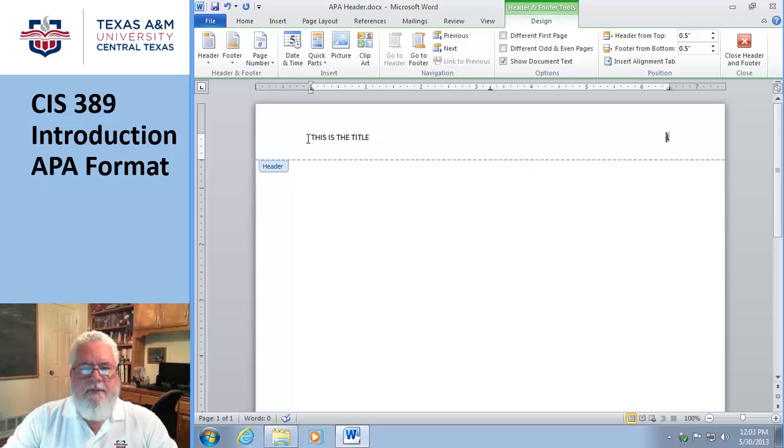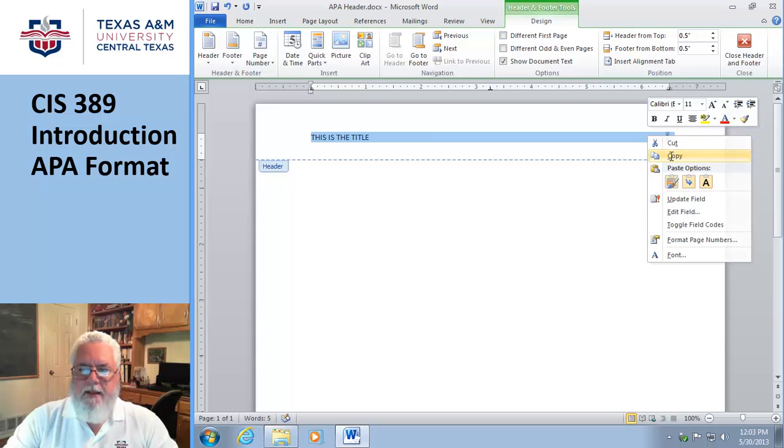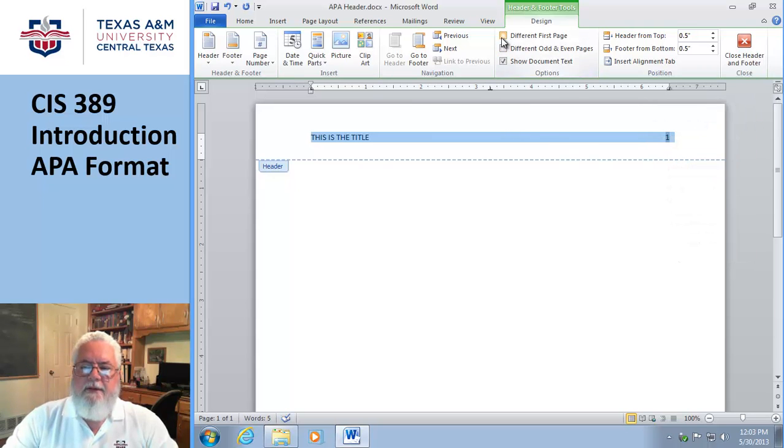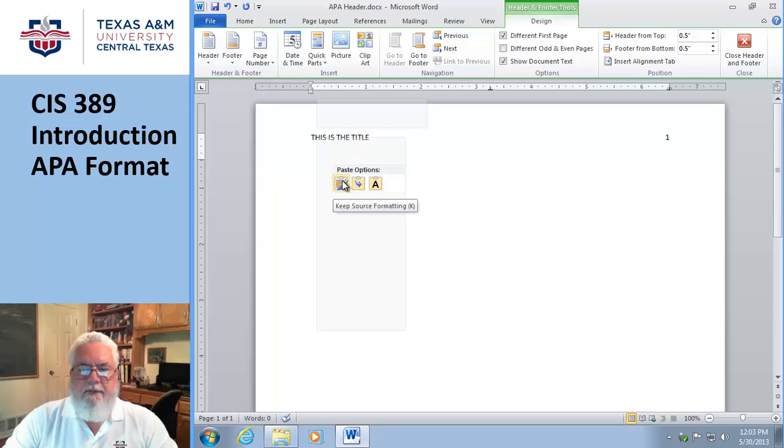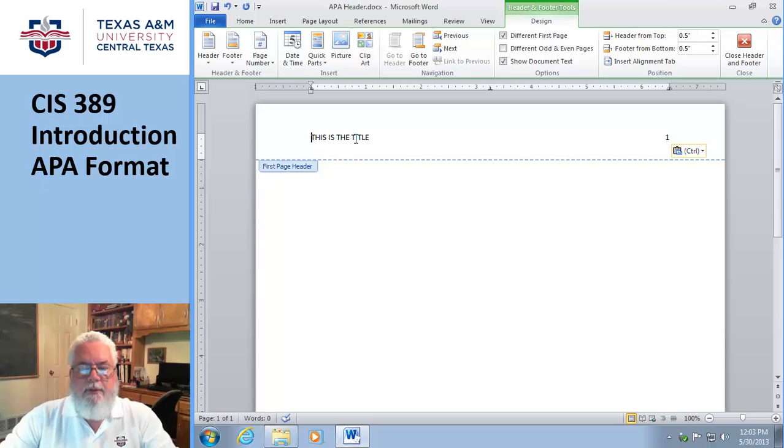So I'm going to do this. I'm going to light this up and do copy. And then I'm going to tell it, yes, I want it different on the first page. It unfortunately took it all away. So I do paste. And now I can go in there and put in the running head colon thing.